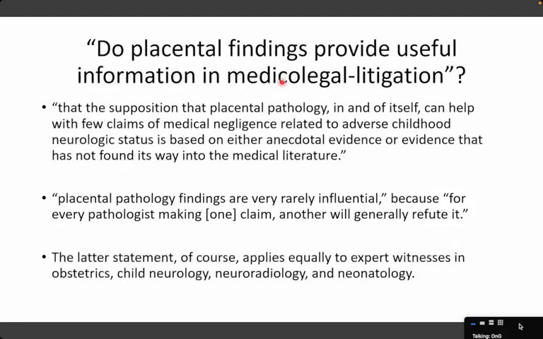So as Gamma spoke about earlier, I just want to touch on this. Do placentas provide useful information in medical legal litigation? So I found some things that I think tie it up nicely.